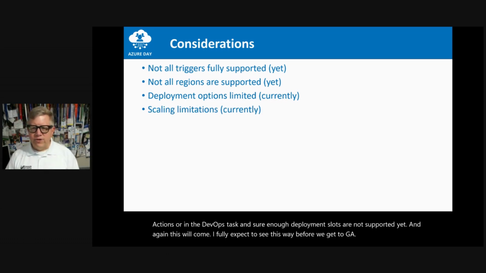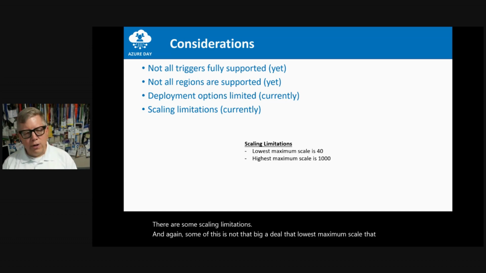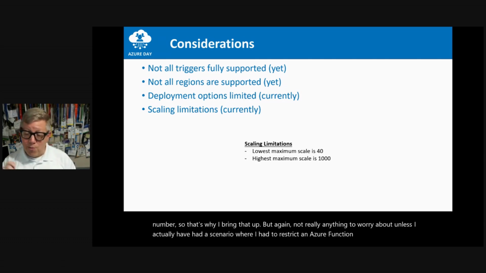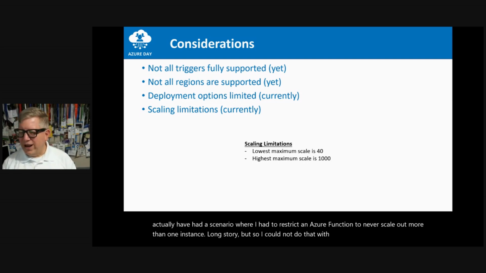There are some scaling limitations. And again, some of this is not that big a deal. That lowest maximum scale is a different number, so that's why I bring that up. But again, not really anything to worry about, unless, I actually have had a scenario where I had to restrict an Azure function to never scale up more than one instance. Long story, but I could not do that with Flex Consumption. That is something to think about.